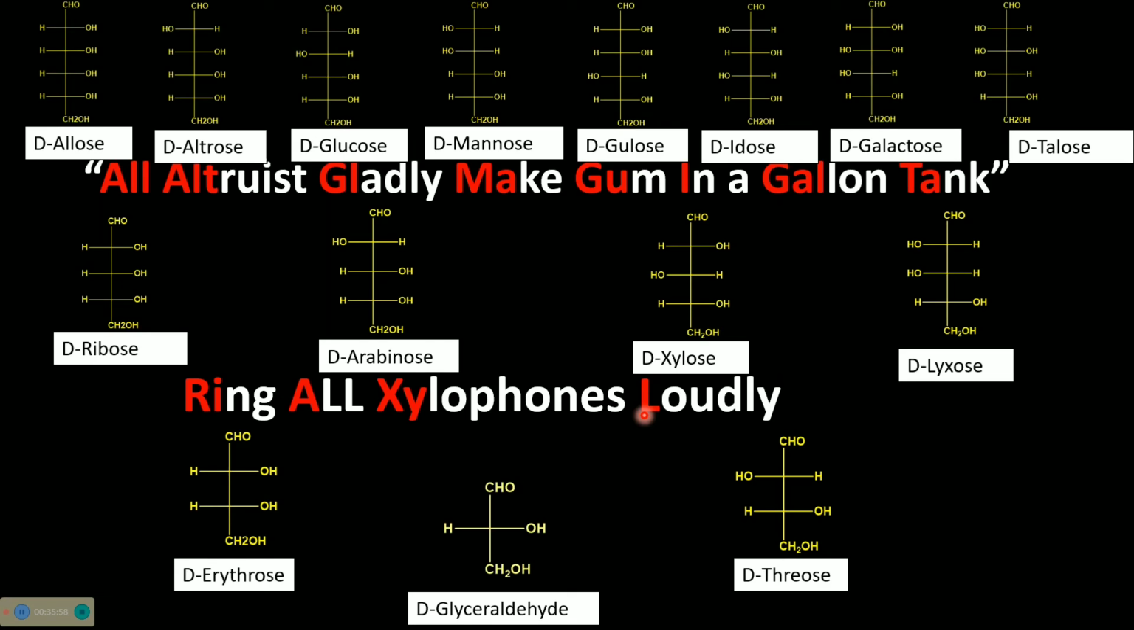Ring all xylophones loudly. So, ribose, arabinose, xylose, lyxose. From this up to this structure, it is easy: from D-glyceraldehyde, D-erythrose, you will draw the structures.